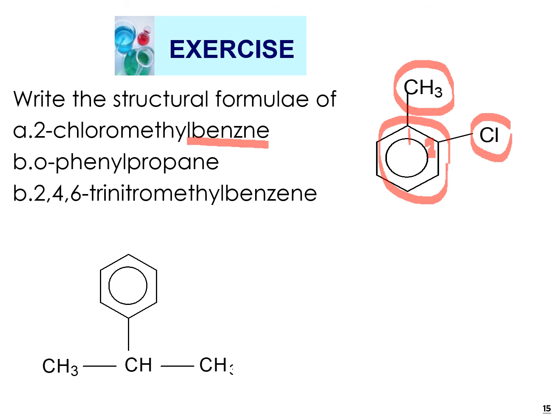B, 2-phenylpropane. So we draw propane first. Okay, we draw 3 carbons: 1, 2, and 3. At carbon number 2, we put phenyl.